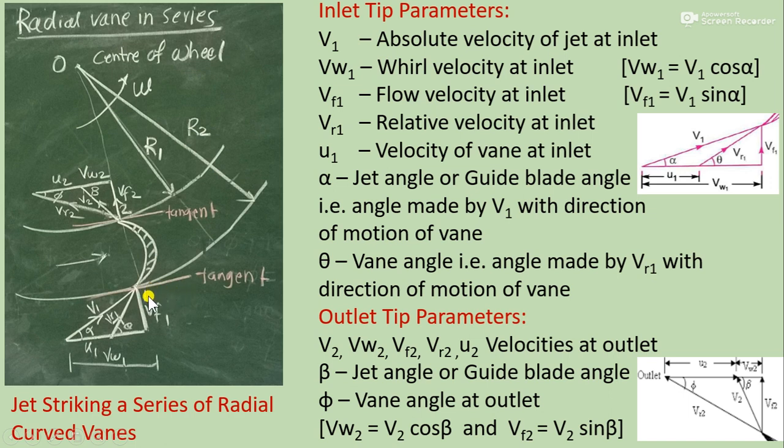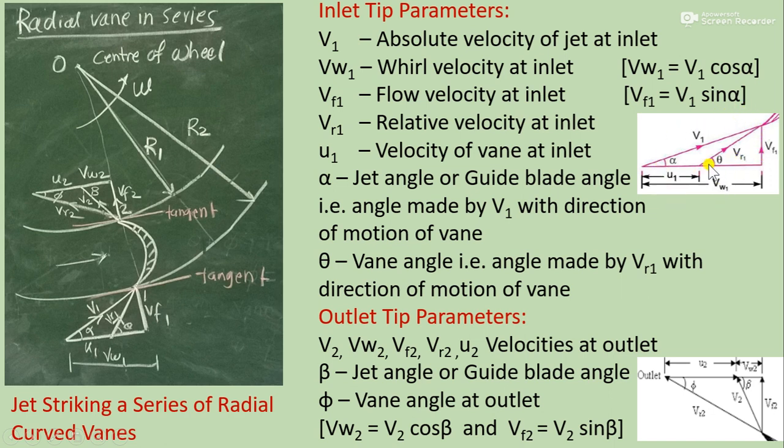At the inlet, point number 1, the inlet velocity triangle is drawn, and at the outlet, point number 2, the outlet velocity triangle. Both triangles consist of parameters, so one by one we will see. At inlet, V1 is the absolute velocity of the jet, VW1 is the whirl velocity and VF1 is the flow velocity. Whirl velocity is the horizontal component of V1 and VF1 is the vertical component of V1. Mathematically, VW1 is equal to V1 cos alpha and VF1 is equal to V1 sin alpha.